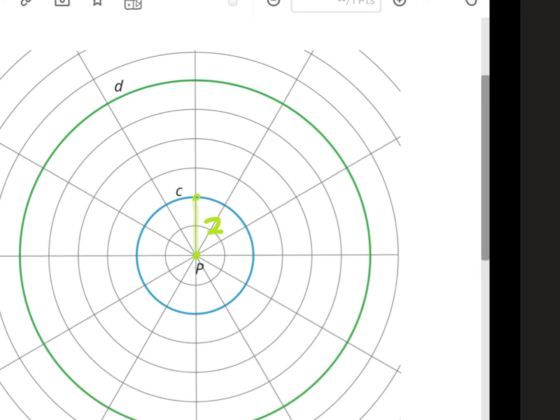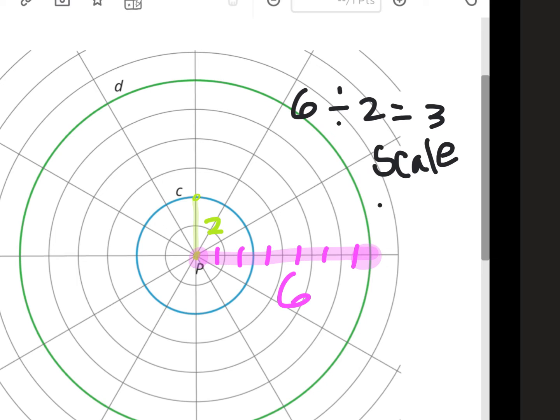So let's see how many units it is from the center to the outer circle. So how many units is that? 1, 2, 3, 4, 5, and 6. So what's your guess about what the scale factor would be? How much of an enlargement was it? What do you got? 3. It's 3, exactly. So since D is 6 units away from the center, and since C is only 2 units away from the center, 6 divided by 2 means you had a scale factor of 3.